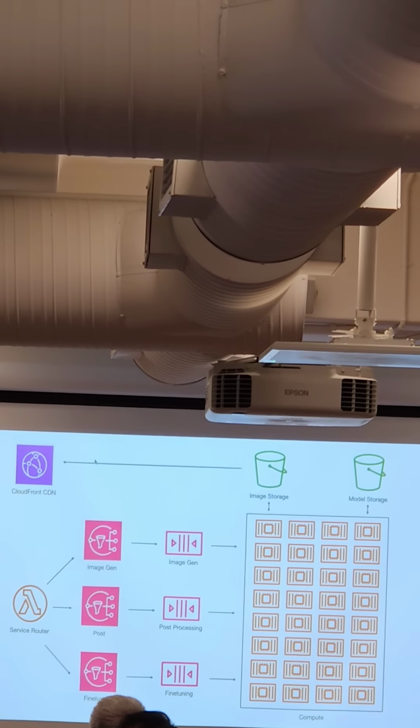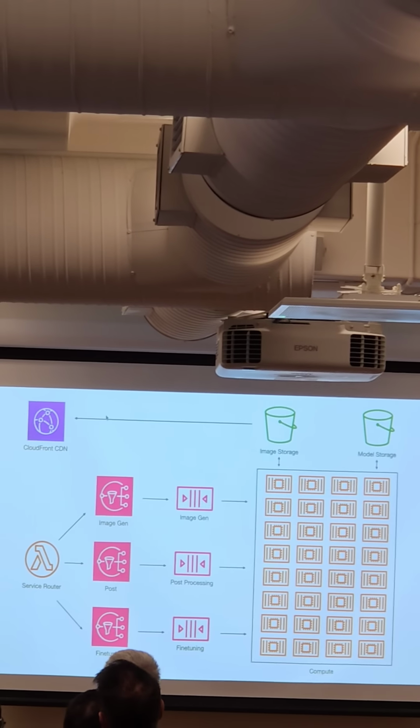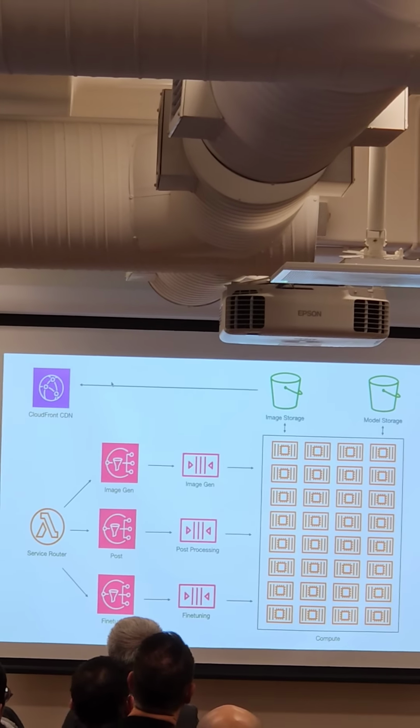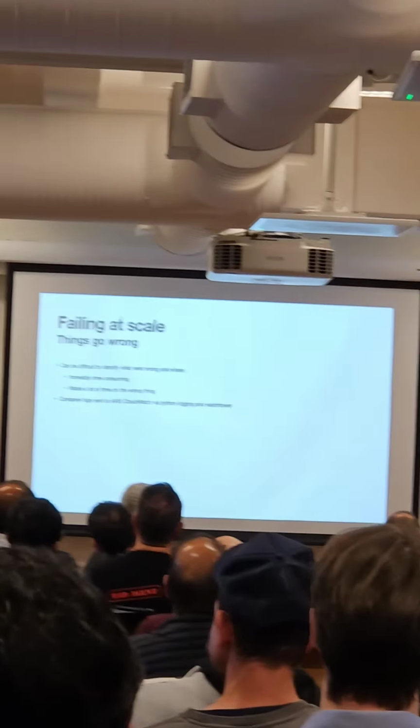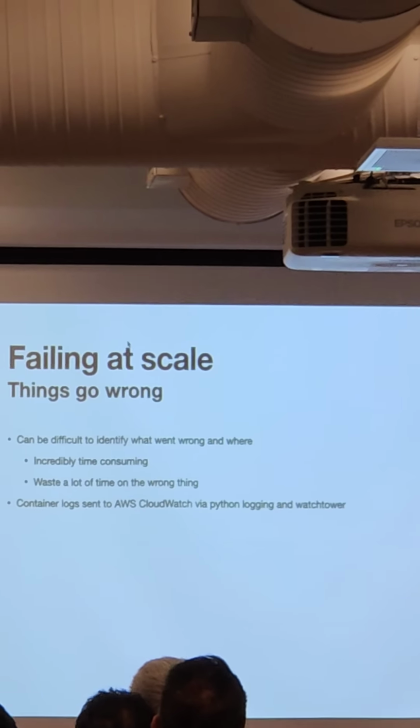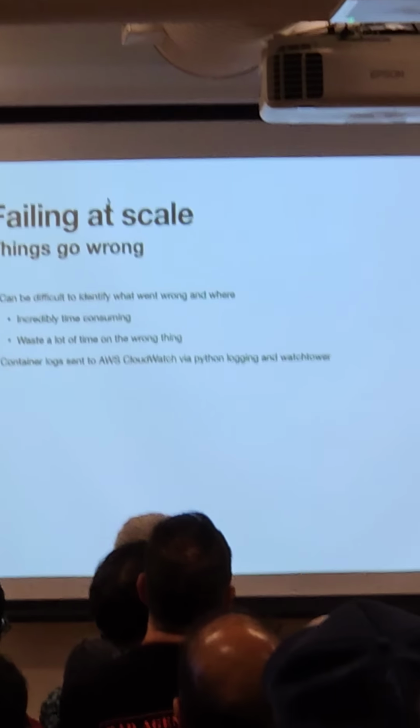So at the front end, you've got your service router, which would look at the job as it came in and work out what type of job it is. Spend a lot of time on the wrong thing. And so, particularly at scale, right? We've got all these containers, something's gone wrong.